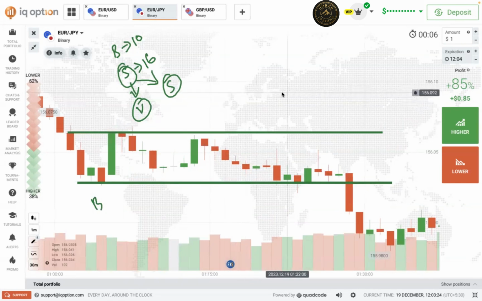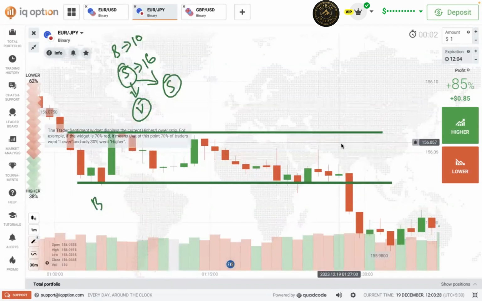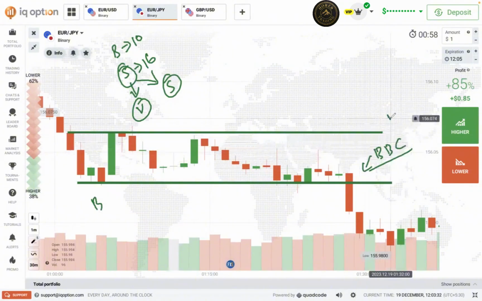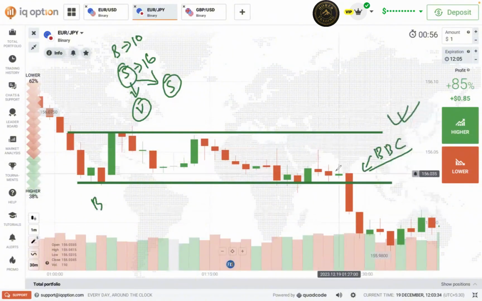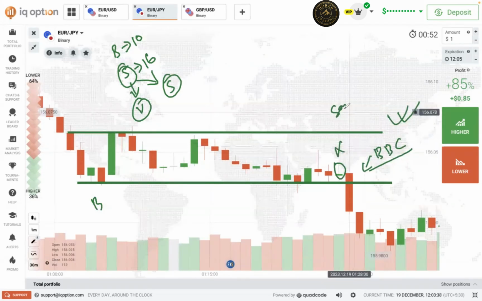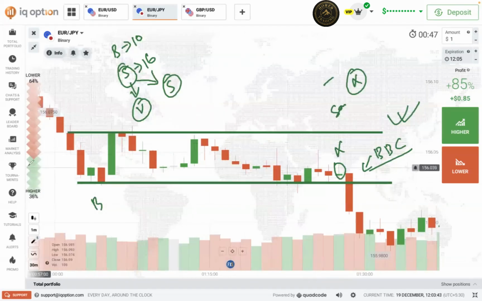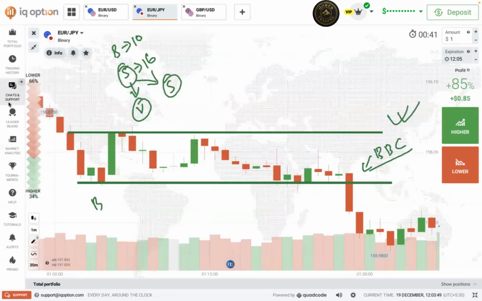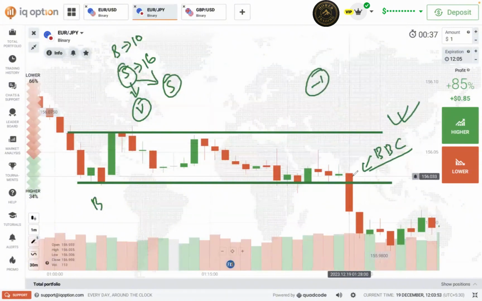We have a big body candle, but the problem is the previous candle to the breakout candle is not the same color. So in the 6 conditions, one condition is not matching. The previous candle is not the same color candle, and that is a minor one, but we will not trade directly.